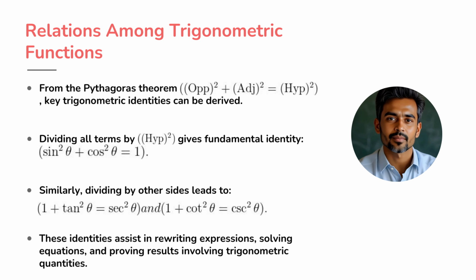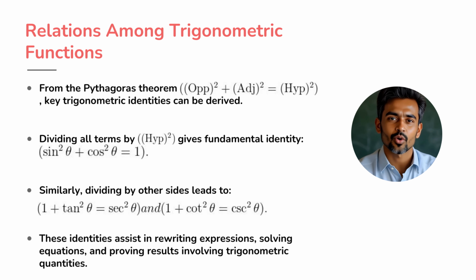Namaste once more. It's time for some algebraic magic derived from the Pythagorean theorem. Remember, in any right-angled triangle, the square of the opposite side plus the square of the adjacent side equals the square of the hypotenuse. In symbols, it's opposite squared plus adjacent squared equals hypotenuse squared. By dividing each term by hypotenuse squared, we get a very important trigonometric identity: sine squared theta plus cosine squared theta equals 1.